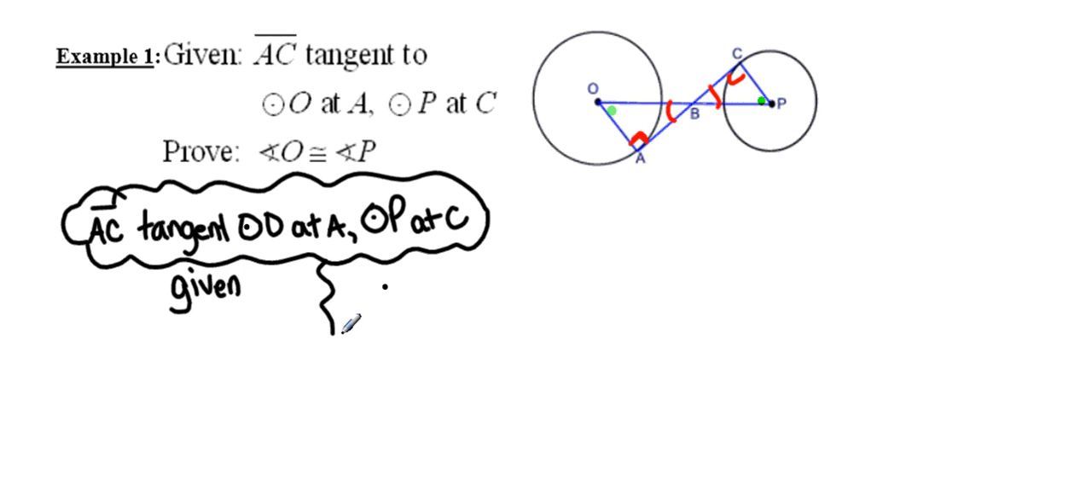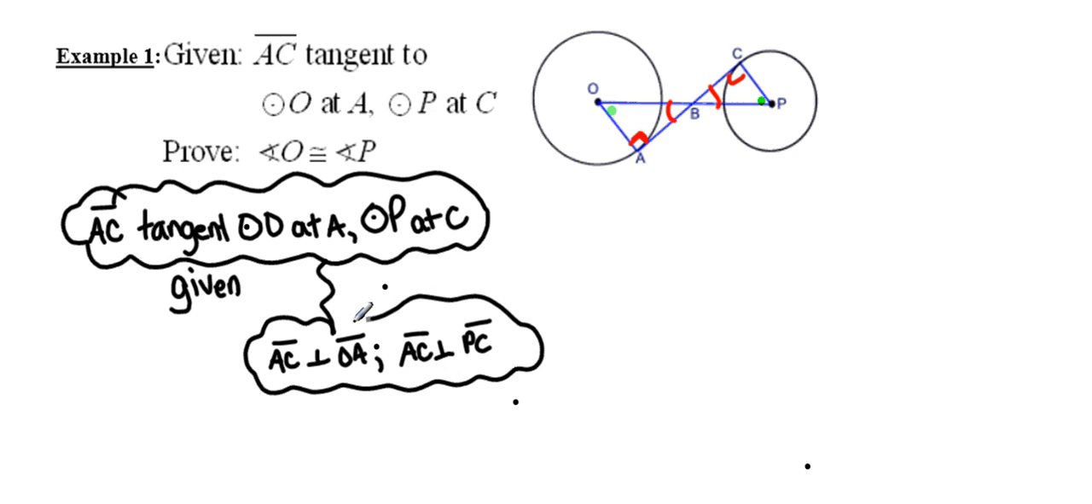And I know that when a tangent and a radius intersect, the result is always perpendicular. So I'm going to say that tangent AC is perpendicular to radius OA. And in a similar fashion over here in the smaller circle, that tangent AC is also perpendicular to radius PC. I'm going to say a radius drawn to a tangent is perpendicular to that tangent.